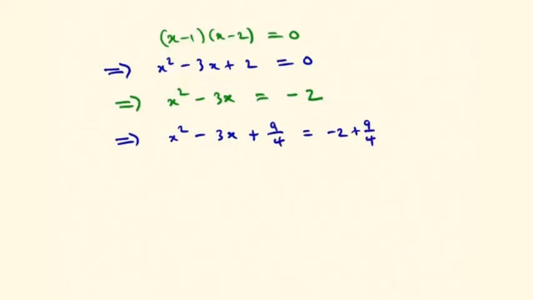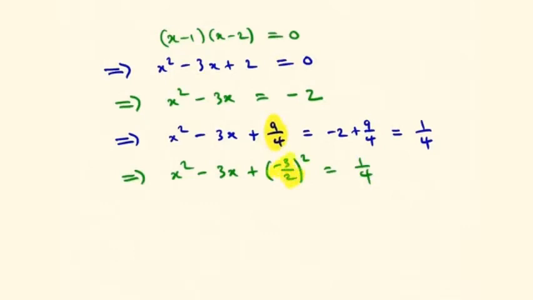Now, why on earth 9 on 4? Well, let's just see that the right-hand side simplifies to a quarter. I'll just explain why 9 on 4. Notice that 9 on 4 is actually minus 3 on 2 all squared. And the minus 3 on 2 is a half of the coefficient of x.